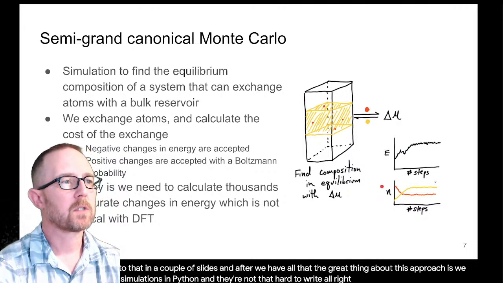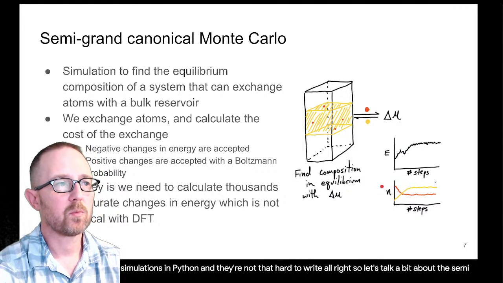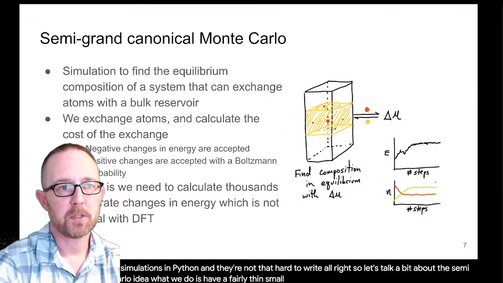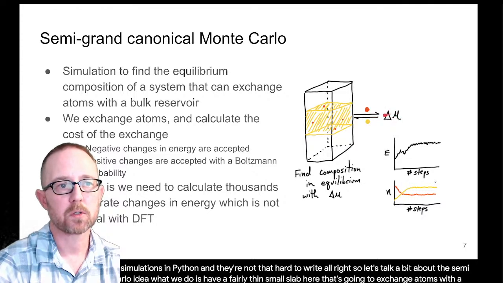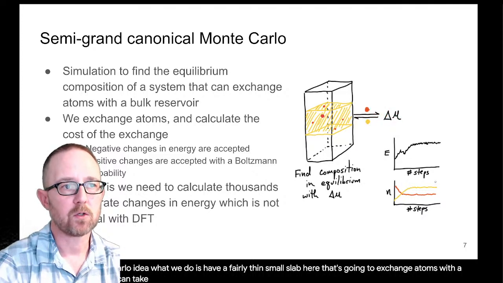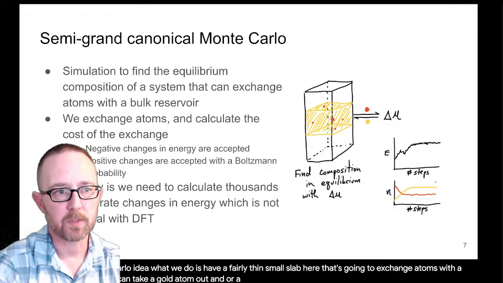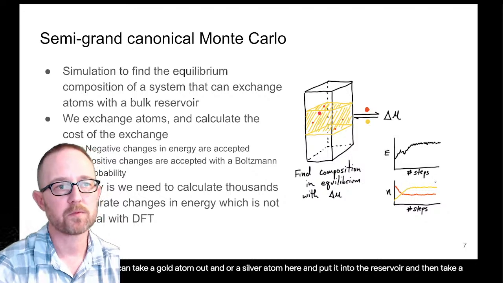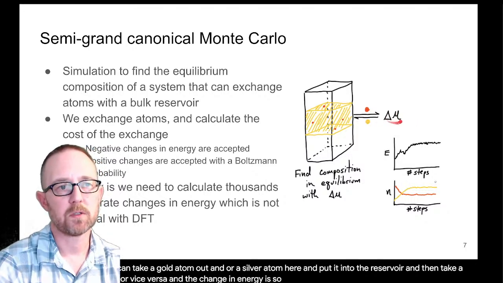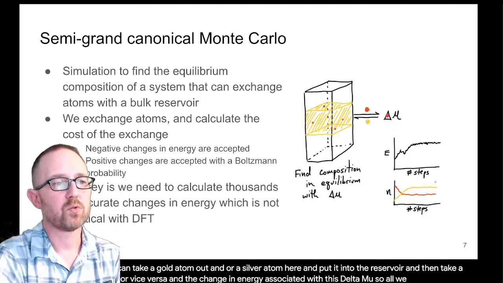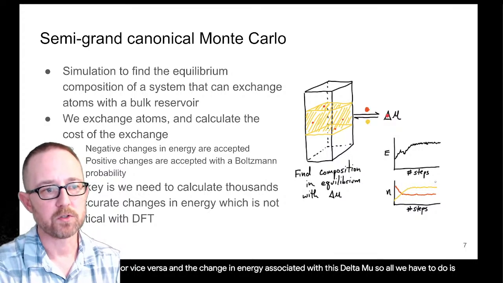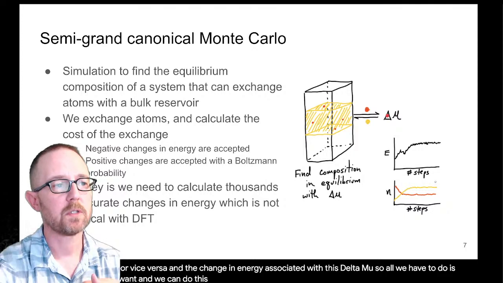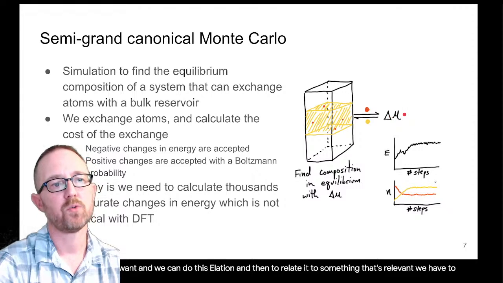All right, so let's talk a bit about the semi-grand canonical Monte Carlo idea. What we do is have a fairly thin, small slab here that's going to exchange atoms with a bulk reservoir. And so we can take a gold atom out or a silver atom here and put it into the reservoir, and then take a palladium out and put it in, or vice versa. And the change in energy is associated with this delta mu. So all we have to do is decide what delta mu we want, and we can do this simulation, and then to relate it to something that's relevant, we have to relate the delta mu to a bulk composition.